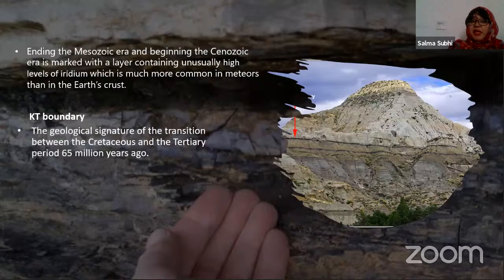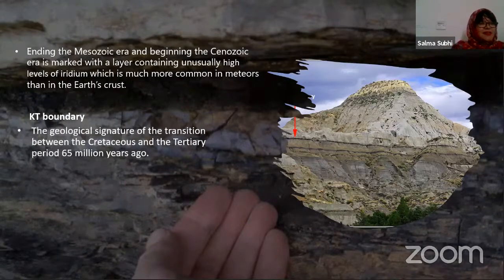is marked with a layer containing usually high levels of iridium. This is the high iridium layer here, which is more common in meteors than in the Earth's crust. So there was an event that happened here and separated the Cenozoic era from the Mesozoic era. We call this the K-T boundary. The K-T boundary is a geological signature of the transition between the Cretaceous and the Tertiary period 65 million years ago, or we can say between the Mesozoic era and the Cenozoic era.